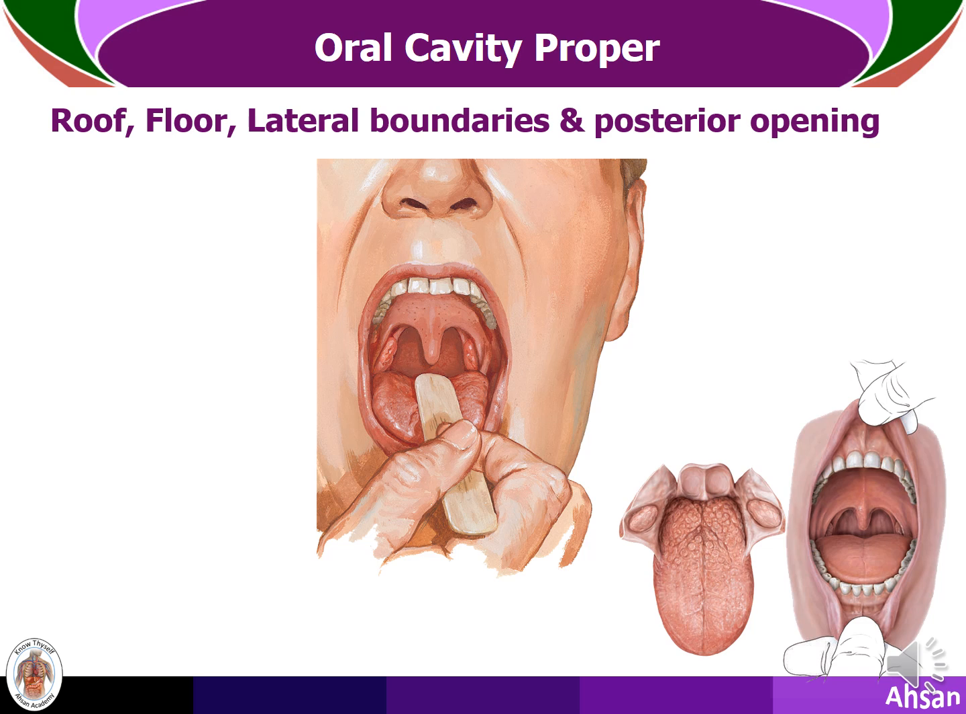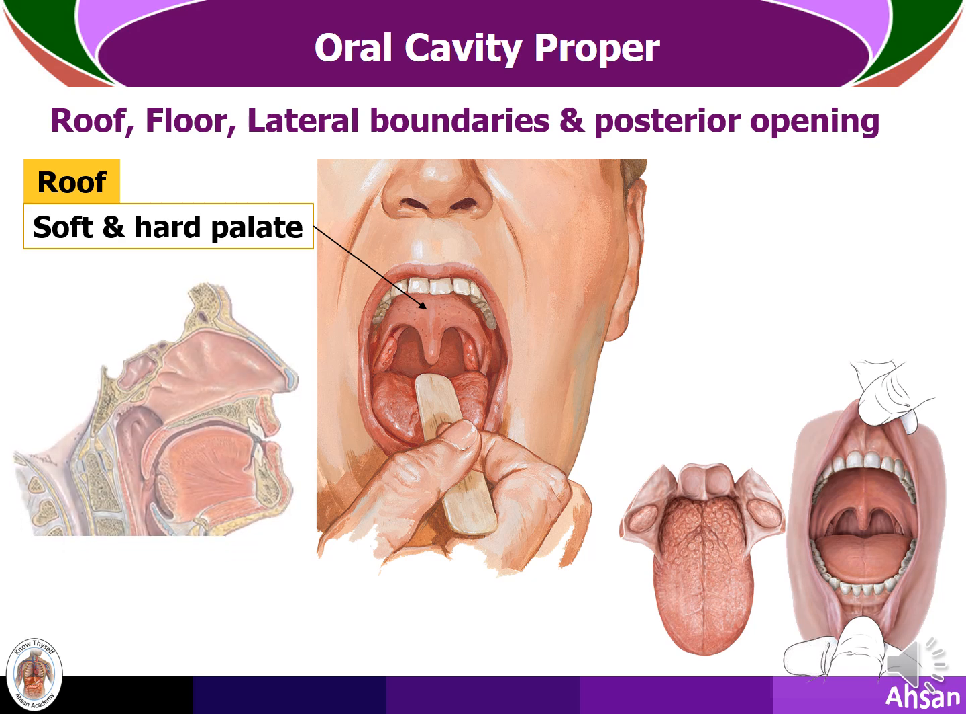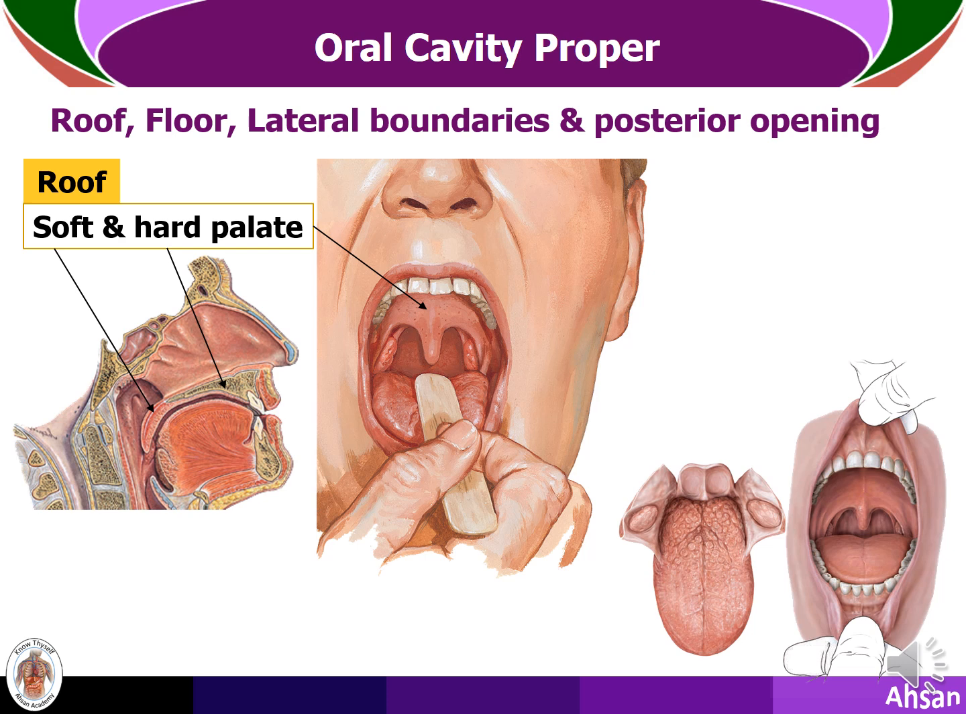The oral cavity proper has the roof, the floor, the lateral boundaries, and the posterior opening. The anterior opening is between the lips. The roof is formed by the hard palate and the soft palate. The arrow is indicating the palates above, and if you see the section, you can identify the soft palate and hard palate separately.